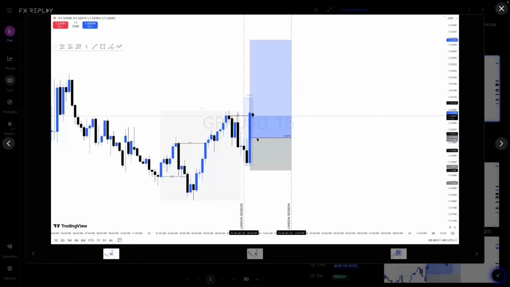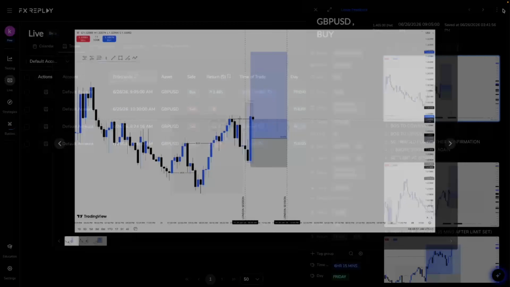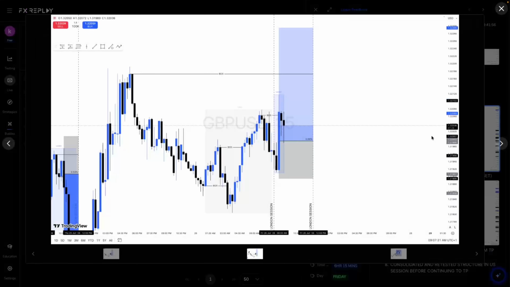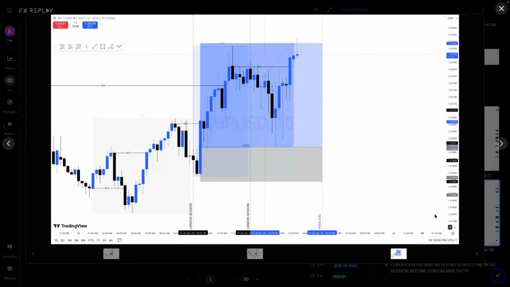And as I just showed you with the area marked up, this is when I actually got into the trade. It was 9:07, but I actually got in at 9:05. I took a screenshot 2 minutes later, and then it hit TP at 3:18 p.m., as you can see in the bottom corner.